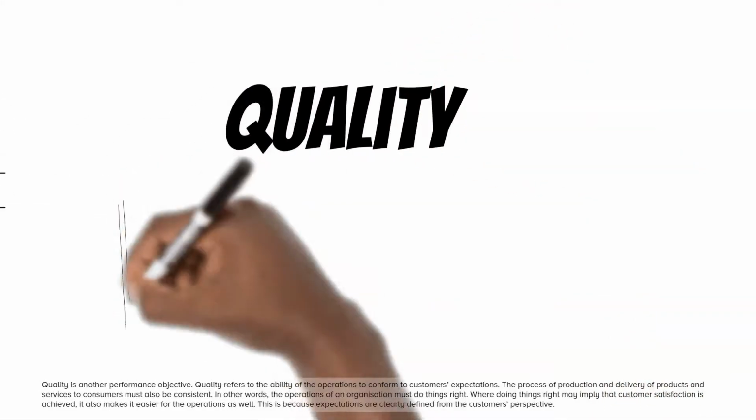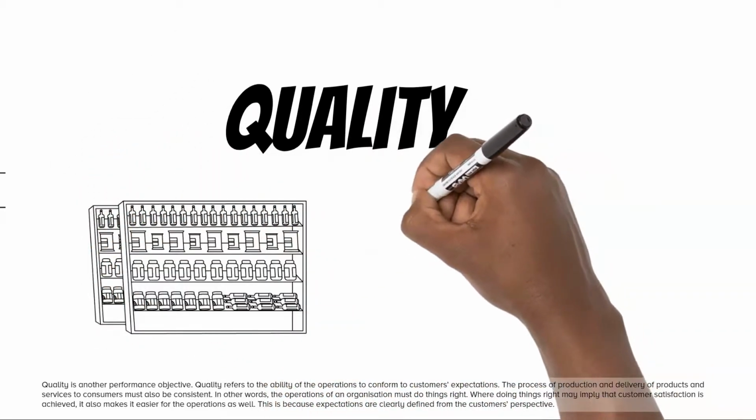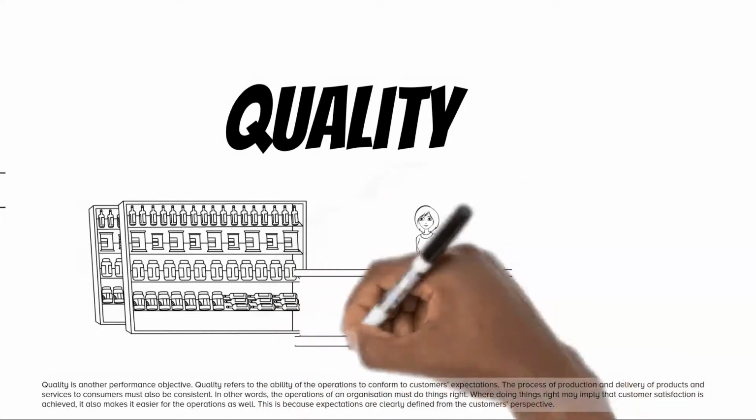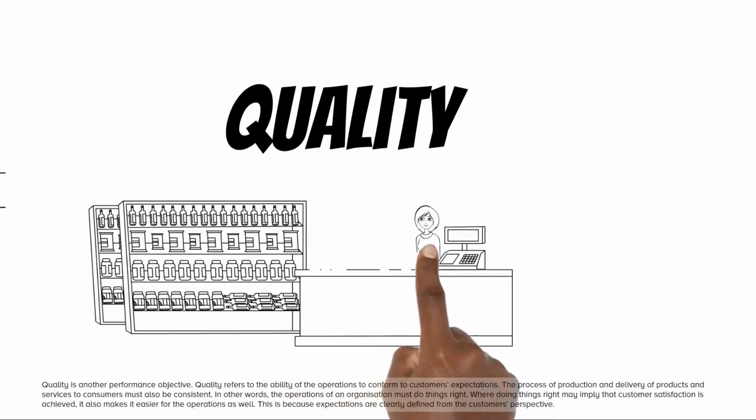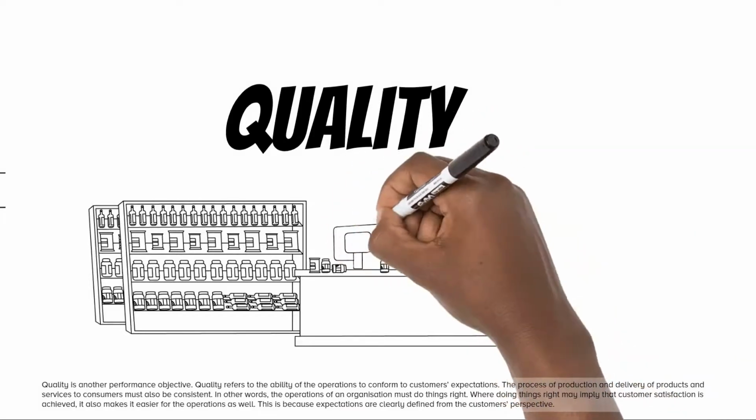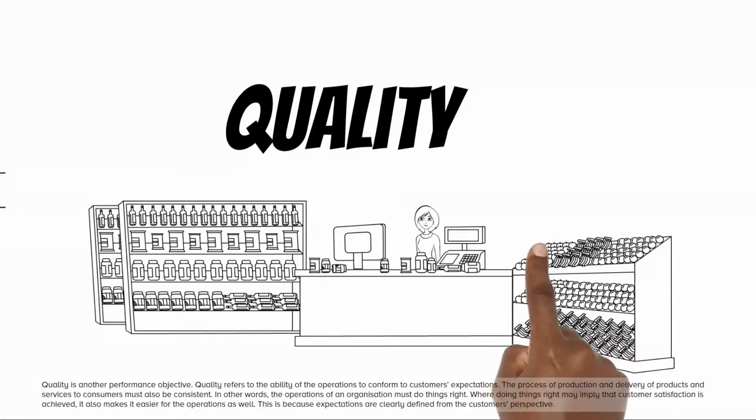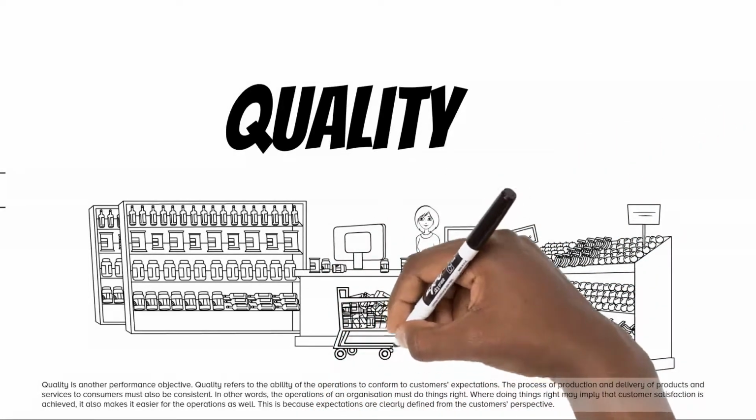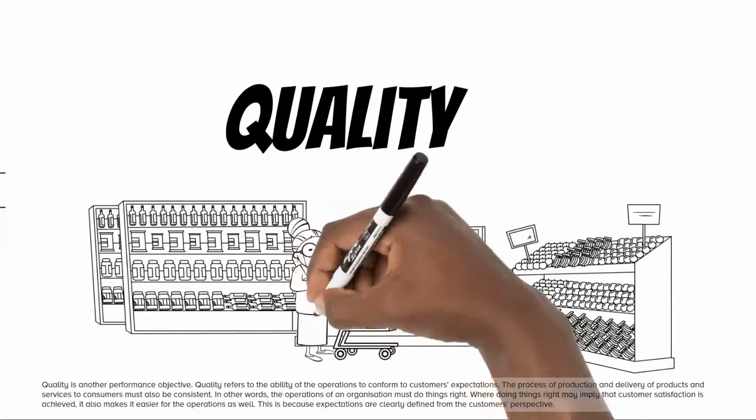Quality is another performance objective. Quality refers to the ability of the operations to conform to customers' expectations. The process of production and delivery of products and services to consumers must also be consistent. In other words, the operations of an organization must do things right. Where doing things right may imply that customer satisfaction is achieved, it also makes it easier for the operations as well. This is because expectations are clearly defined from the customer's perspective.